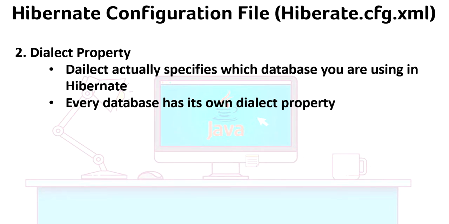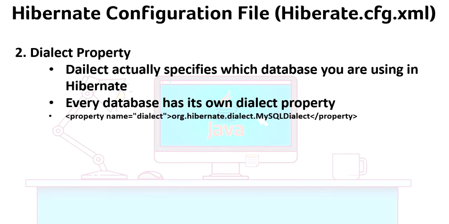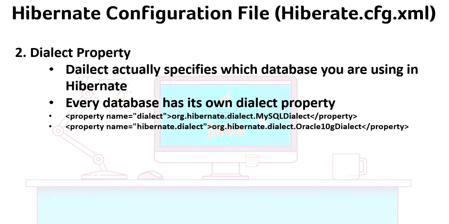For that, each database has its own Dialect property. If you are using a MySQL database, you have to use this Dialect property, with property name dialect, org.hibernate.dialect.MySQLDialect. And if you are using an Oracle database, you can have this particular property name for the Dialect.